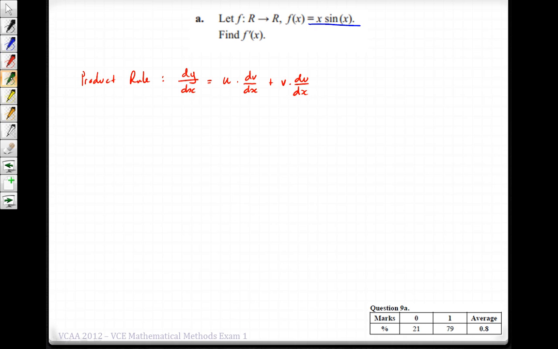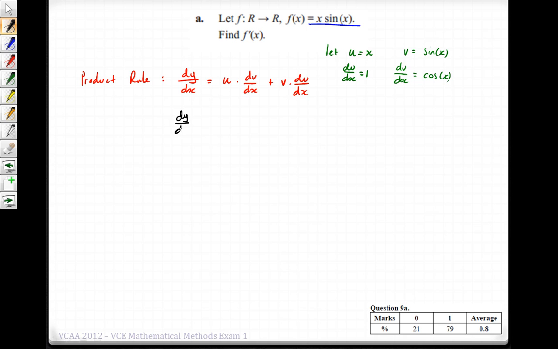So here we're just going to let u equal x. Therefore, du dx equals 1. And then we're going to let v equal sine x. Therefore, dv dx, according to our formula sheet, goes to positive cos x. And we just need to start subbing it into our product rule.